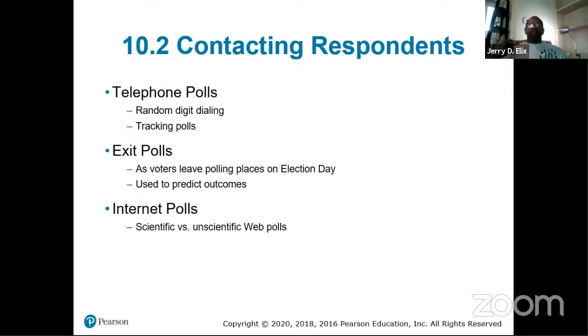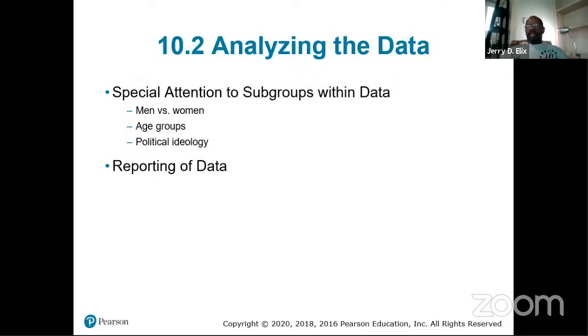Now, we may conduct a poll or contact these respondents through telephone polls, which many of you know during elections. We hear about these through exit polls, basically people leaving the polls and they do another poll, or through internet polls, either scientific or very scientific. Then we analyze the data. We may pay special attention to different groups, be it men versus women, age, population, or political ideology. Political ideology means if they're conservative, or liberal, or in between, or something further out. And then we report on the data.